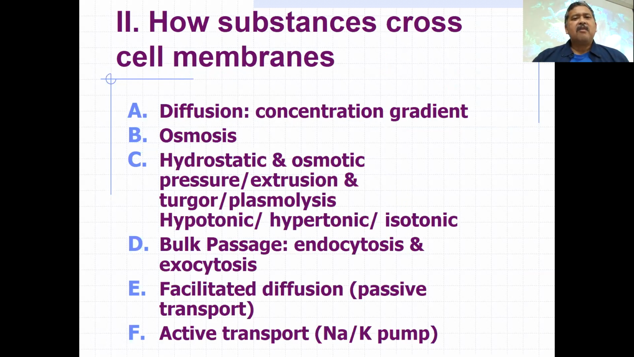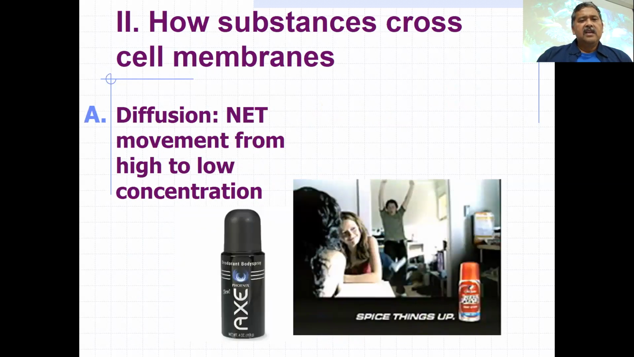Now, how substances cross the cell membrane is the topic of the second part of this presentation. So I'm going to define diffusion and a special type of diffusion called osmosis. Then we'll take a look at some sets of terms that would be useful to know. We'll see bulk passage, and then I'll go over with you the differences between simple diffusion, facilitated transport, and active transport. So let's take a look at these different topics.